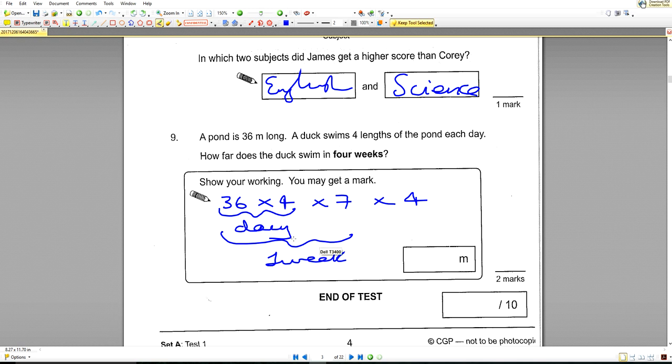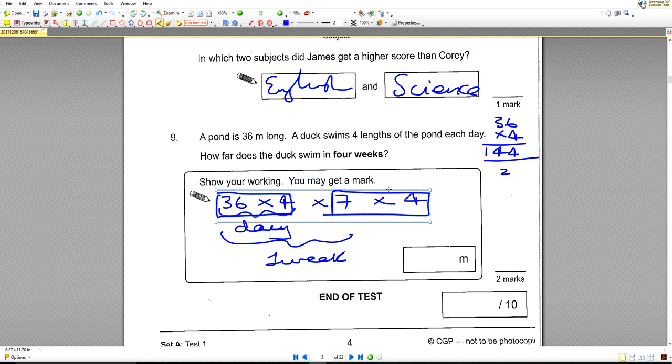We need to do 36 times 4 times 7 times 4. And when we work all that out, we can do this as one calculation, and this is another calculation. So let's have a look. I need some space. Okay, I'm going to use the space I have available here. 36 times 4, 6 times 4 will give you 24. 3 times 4 is 12. 12 plus 2 is 14. So the first part gives us 144 if we do 36 times 4. Next, 7 times 4, this part here is 28. So this part here is 144. So we now have to multiply 144 by 28.